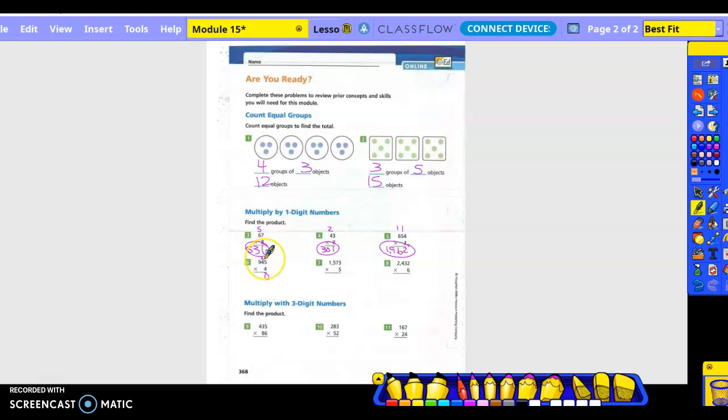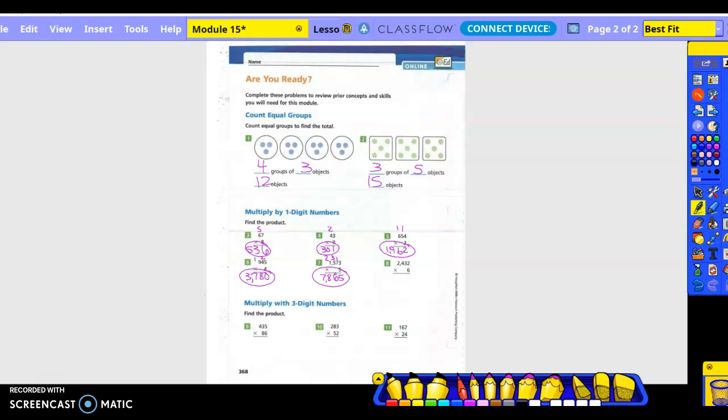Put a 0. Carry the 2. 4 times 4 is 16. Plus 2 is 18. Carry the 1. 9 times 4 is 36. Plus 1 is 37. So 3,780. 5 times 3 is 15. Put the 5. Carry the 1. 5 times 7 is 35. Then add 1 is 36. Carry the 3. 5 times 5 is 25. Plus 3 is 28. Put the 8. Carry the 2. 5 times 1 is 5. Plus 2 is 7. So 7,865.